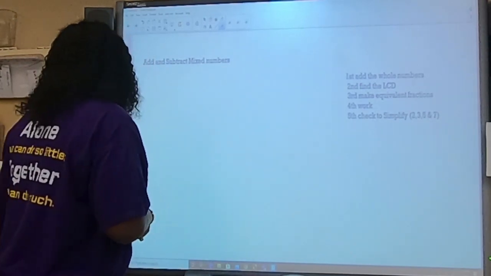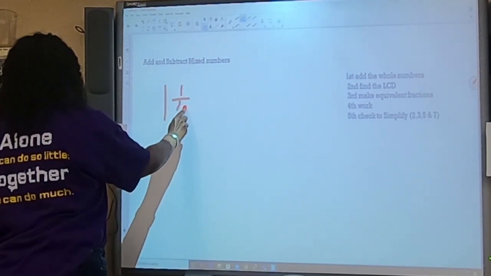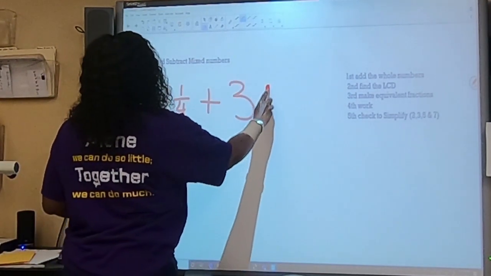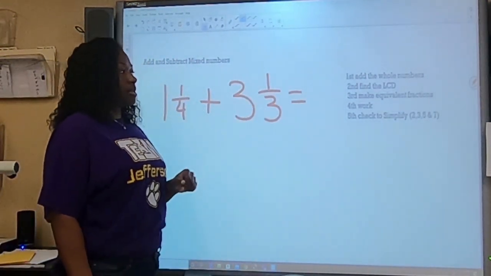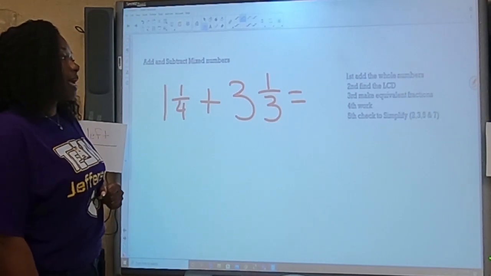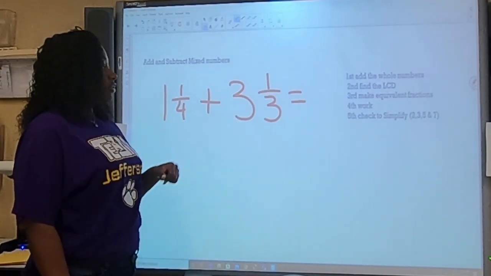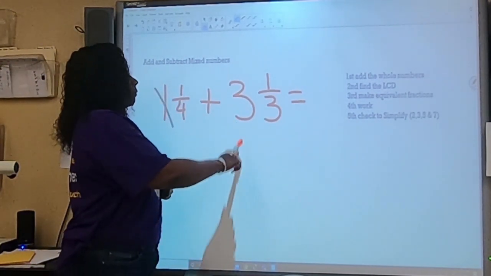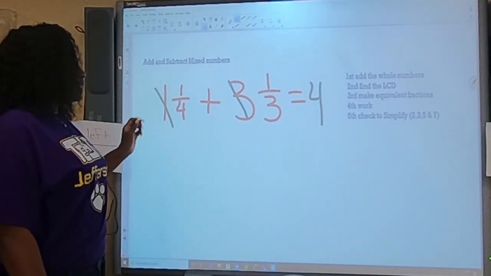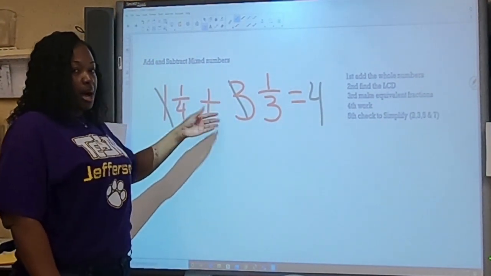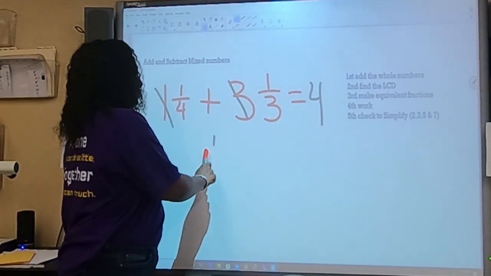So, if I start with the problem, 1 1/4 plus 3 1/3. Notice I have a mixed number plus a mixed number. My steps tell me to add the whole numbers first. Well, my whole numbers are the 1 and the 3. And I know that 1 plus 3 is 4. Now I've taken the whole numbers out of the problem. All that's left to work are my fractions: 1/4 plus 1/3.